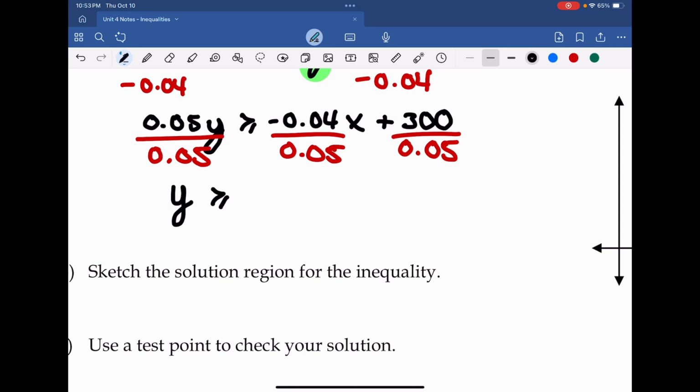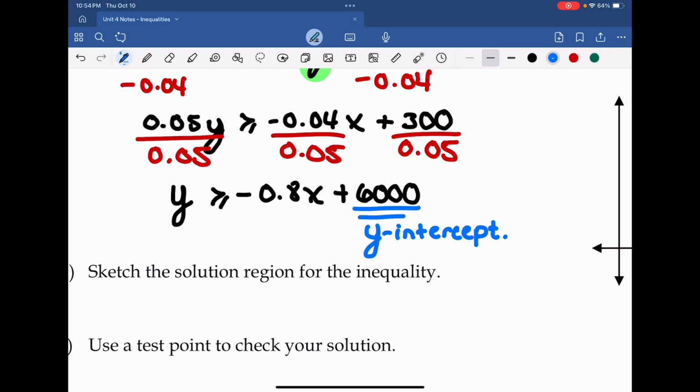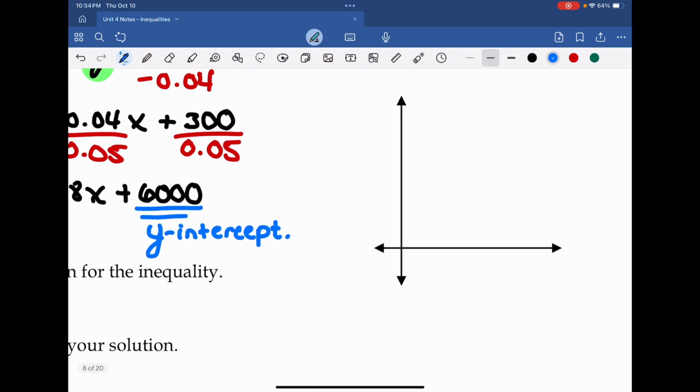I'm going to write this as y is greater than or equal to negative 0.04 over 0.05, which gives me negative 0.8 for the x, plus 300 divided by 0.05, which gives us positive 6,000. Now, again, as soon as you get it in this form where y is isolated and you have the constant term right below this, you have the y-intercept. That's really, really important. Okay, now let's sketch this out on the graph. If this is our y's and this is our x's, just as they normally are, I'm going to put this point here, our original point, at 0 for x and 6,000 for y, aka the y-intercept.